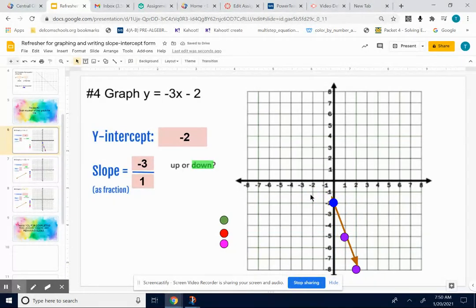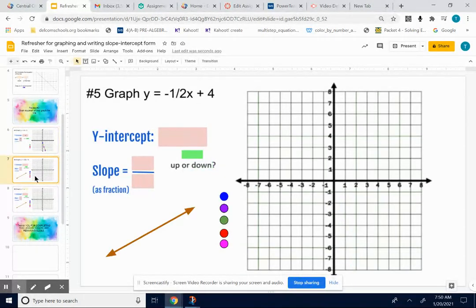Okay, see, I have trouble there. Just do the best you can. But it starts at -2 on the y-axis, and then to get from one point to another, you go down 3 over 1. Okay, let's look at number 5.